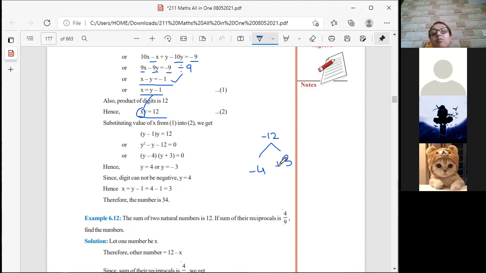Are you all understanding what I'm doing? I'm splitting the number. So here I will get one step, and that is going to be y square minus 4y plus 3y minus 12. Tell me, have I written it correctly?